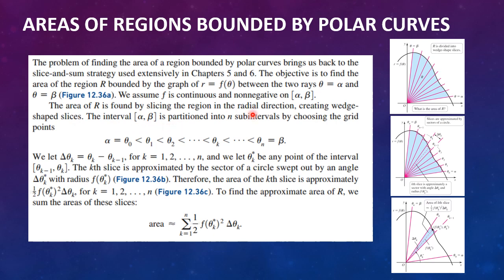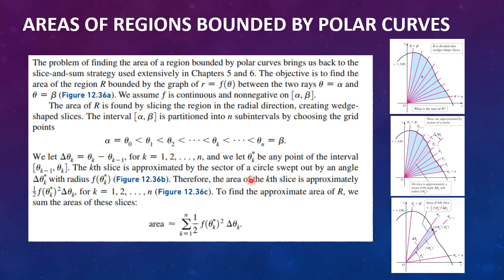The area of the region is found by slicing the region in a radial direction, creating wedge-shaped slices. The interval alpha-beta is partitioned into subintervals by choosing the grid points alpha equals theta sub 0, which is less than theta sub 1, which is less than theta sub 2, as you can see here as well. We let delta theta sub k equal theta sub k minus theta sub k minus 1 for k equals 1, 2, all the way up to n, the number of regions that we've created. And we let theta star sub k be any point on the interval between theta sub k minus 1 and theta sub k. This gives us a kth slice.